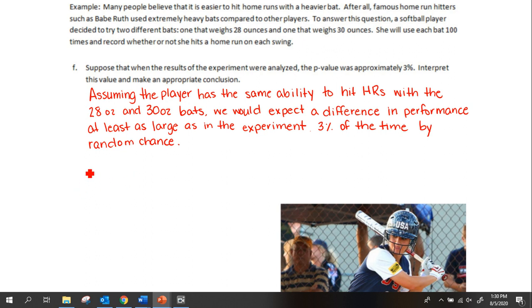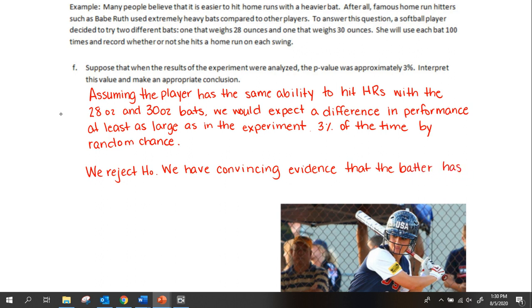So our conclusion with 3% would be that we reject H0. We have convincing evidence that the batter has a greater ability to hit home runs with the 30-ounce bat than the 28-ounce bat.